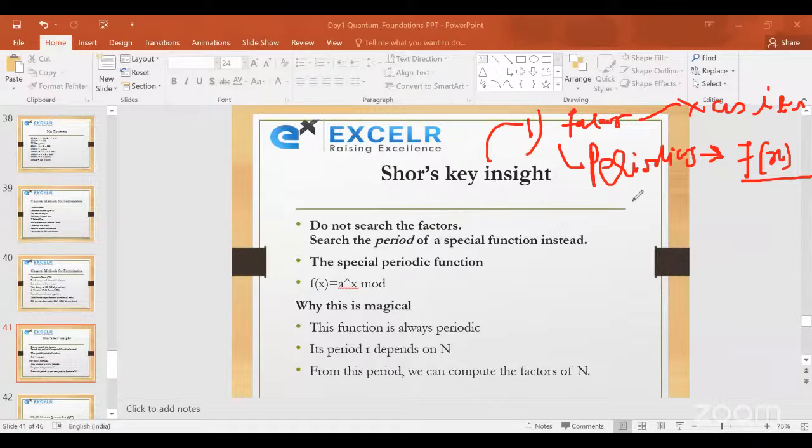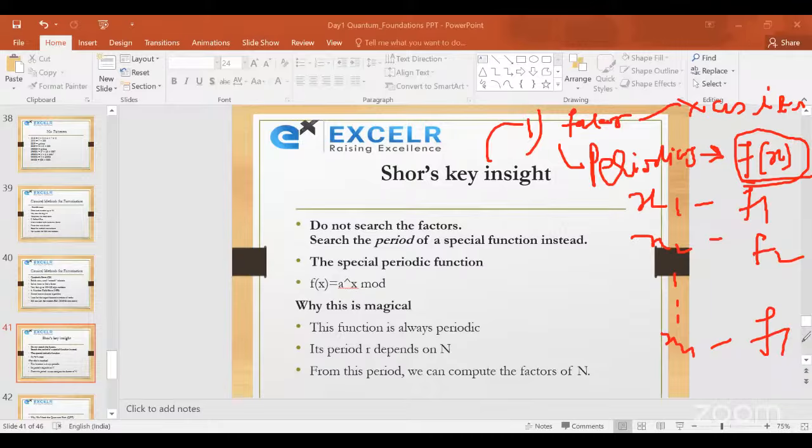When we are choosing a function f(x), it means the function value is different for different x. For x1, its function value is f1. For x2, the function value is f2, like that, for xn, the function value is fn, right? So he's saying choose such a type of function which is periodic, which has periodicity.